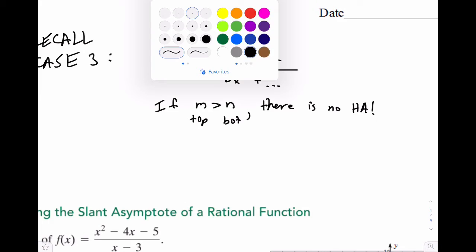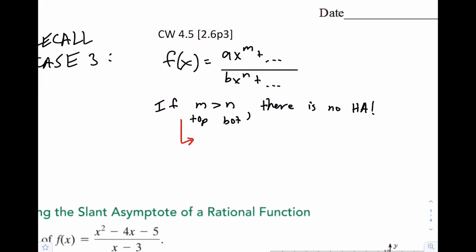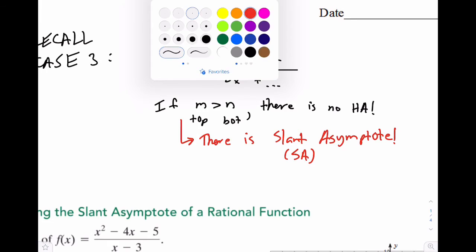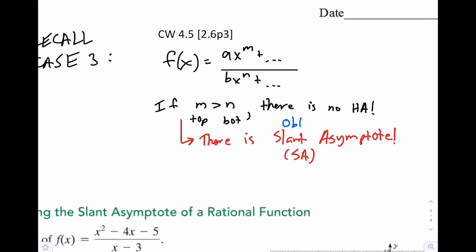What you're going to learn today is that what happens is there's what's called a slant asymptote, or SA. And some books even call it oblique. So depending on your Algebra 2 teacher, this is an optional topic in Algebra 2B. Some teachers do cover it, others don't. Either way, we're going to cover it in pre-calc right now.